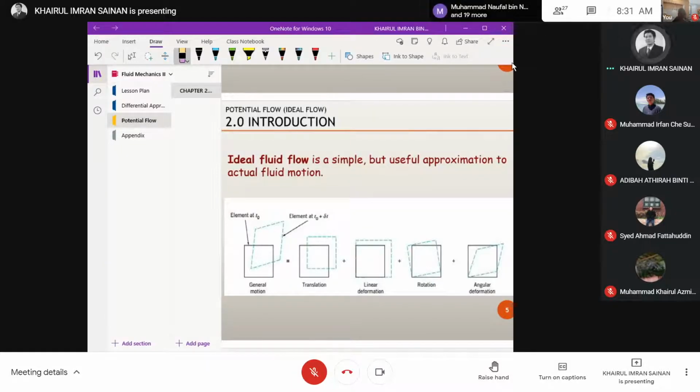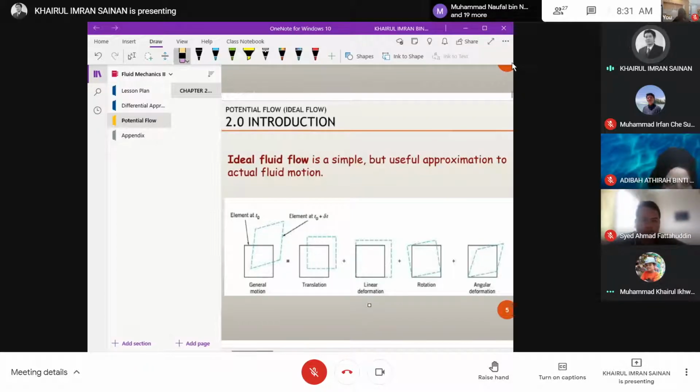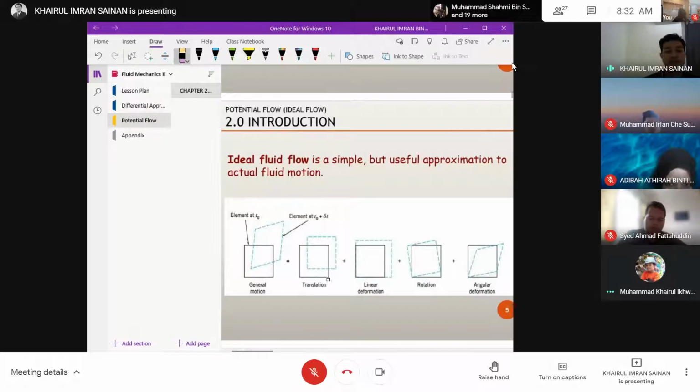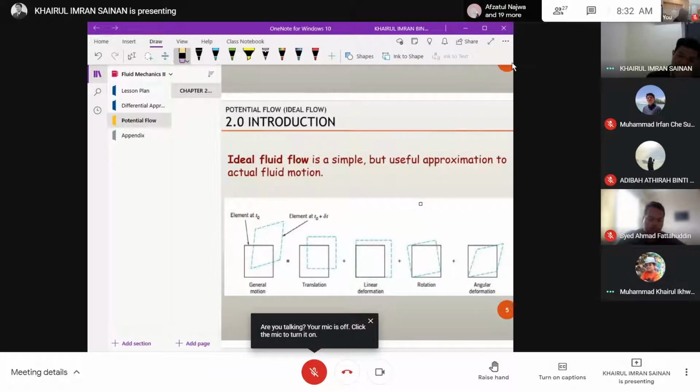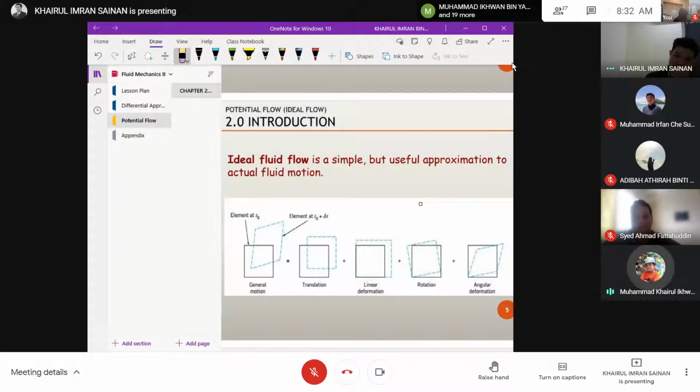Muhammad Khairul Ikhwan, is it? Yes, sir. Can you try to explain what is the difference between translation and rotation? Take a look at the figure. I think translation involves a full movement, while rotation involves a rotation about an axis or an angle. I think so.